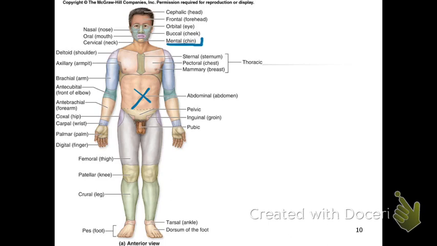It is not your head or your brain like many students think. If I ask you to point to your femoral region, you might know that that's your thigh. But if I ask you to point to your crural region, you may not be as familiar with that term. That is the front of your leg, the anterior leg.